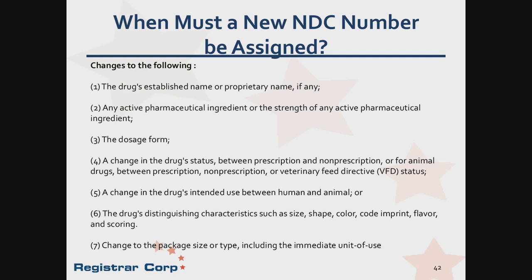A new NDC number must be assigned when there is a change in the product name, change in the active pharmaceutical ingredient, including strength, dosage form, when a drug changes from prescription to over-the-counter, when the drug's intended use changes from human to animal or animal to human use, any changes in the characteristics such as size, shape, color, code imprint, flavor, or scoring. If the quantity or package type changes, that will also require a new NDC number assignment.